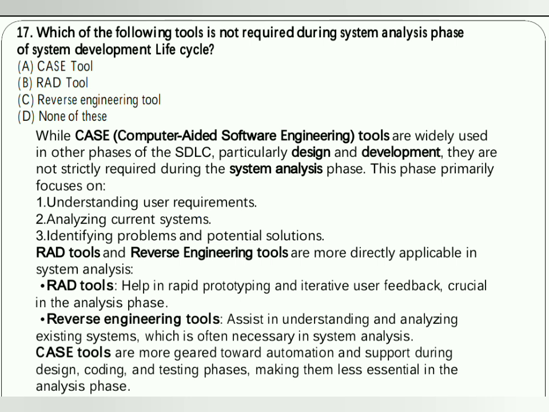Okay, so here we have known about the RAD tool and reverse engineering tool, but what about the CASE tool? That is a computer-aided software engineering tool. These tools are widely used in the software development lifecycle in the case of design and development, and they are not required in the system analysis phase. Okay, so that's why the option is reverse engineering tool. So this is not involved during the system analysis phase, but the remaining two, that is the CASE tool and the RAD tool, are involved here.